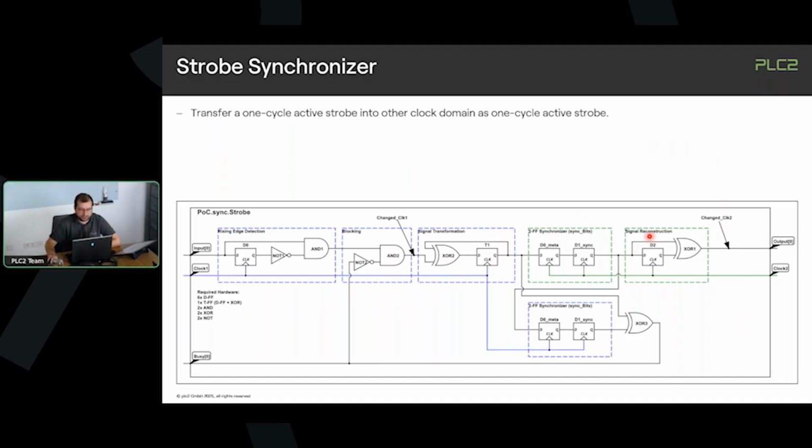We are in the destination clock domain now, in the green clock domain, and we can use a delay flip-flop together with an XOR to reconstruct our signal. So this is giving us, every time when both bits are not matching with each other, a one cycle active strobe output. So signal transformation from strobe to flag, carrying over to the destination clock domain, using a delay flip-flop and an XOR gate to reconstruct from flag back to strobe. This is the internal core of the strobe synchronizer.